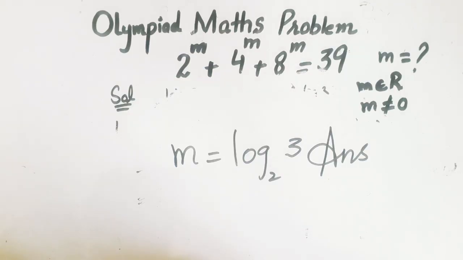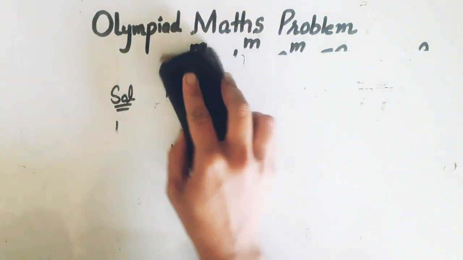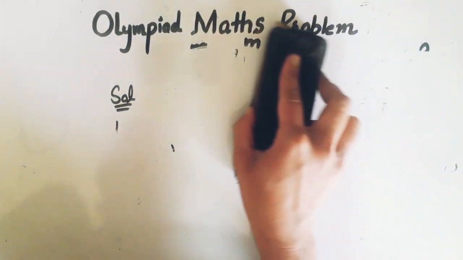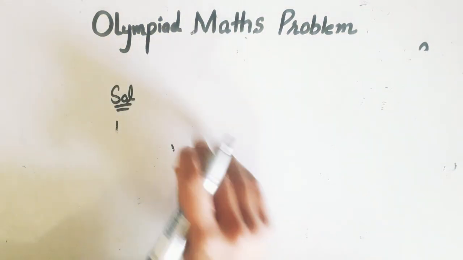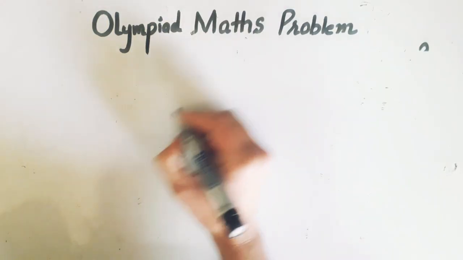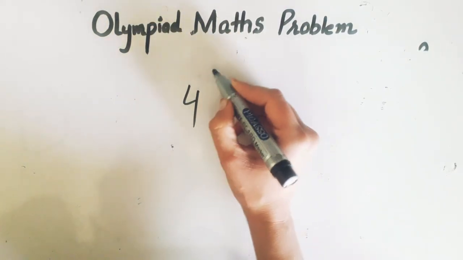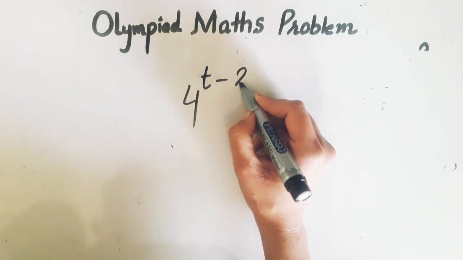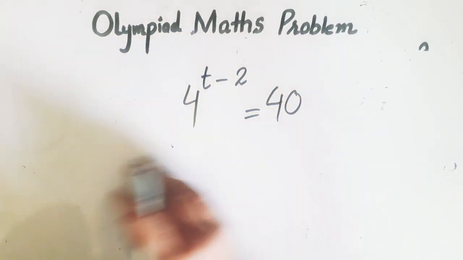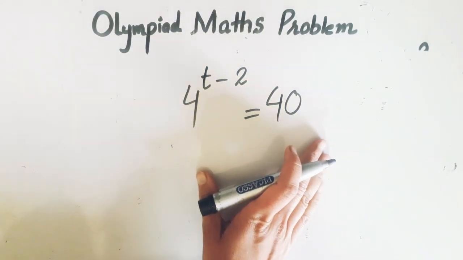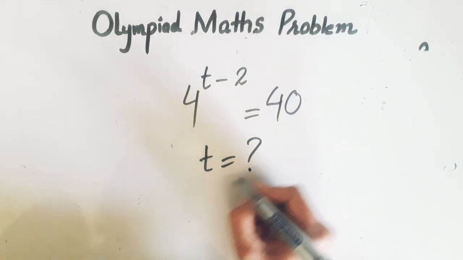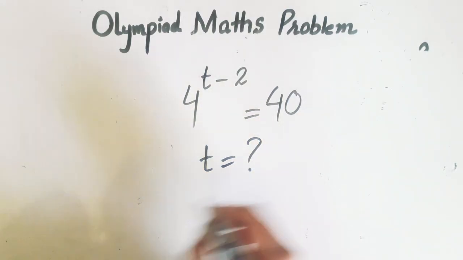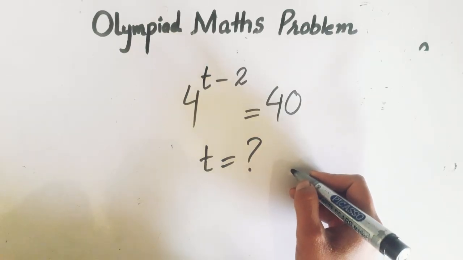Now in the last, I will give you a challenge question. If you found this video helpful, you can easily solve this question and we will pin your comment if your answer is correct. So today's challenge is for you. Maximum students should try to solve this. 4 raised to power t minus 2 equals 40. Same, you have to apply the formula here. You have to find the value of t. This is your challenge.